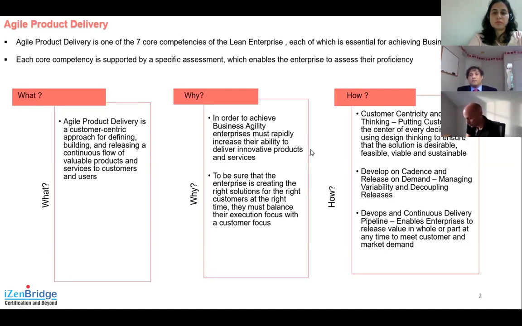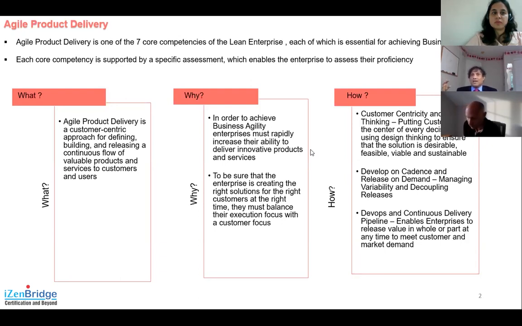And why do you want to do that, right? So why Agile Product Delivery is required, right? Why is this competency required? Well, it's because every enterprise in this world must rapidly increase their ability to deliver innovative products and services and solutions constantly. And especially, like I said, there are a lot of companies who have done this by focusing, right, by striking that optimal balance between execution focus and customer focus, right?